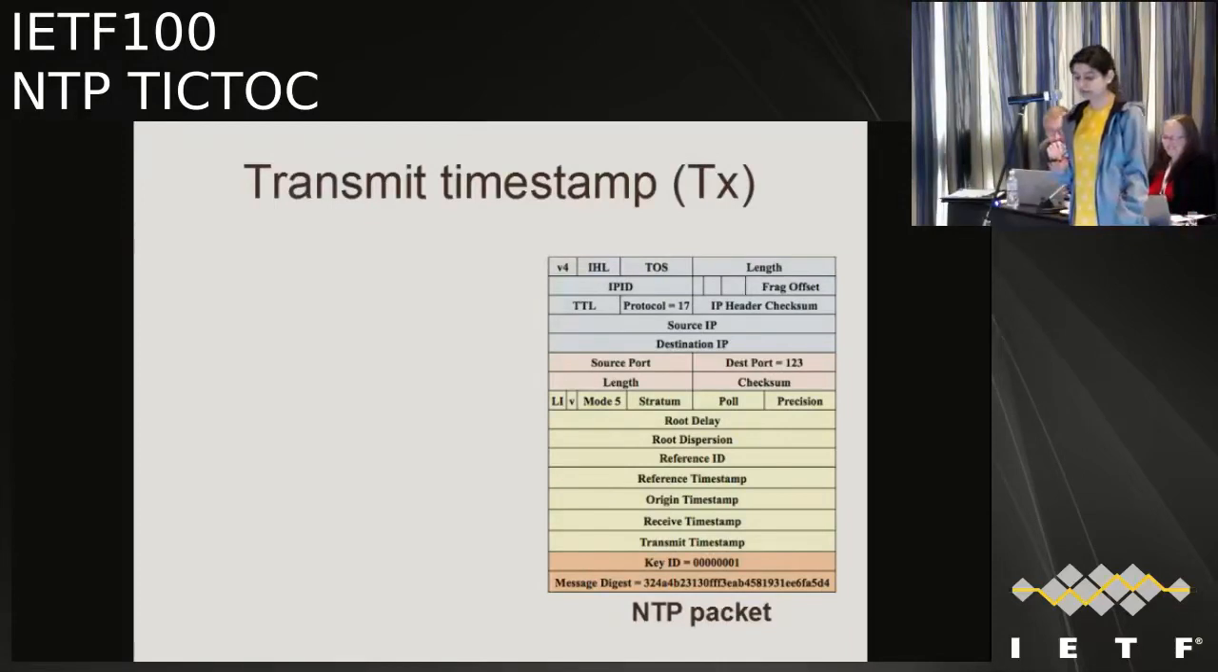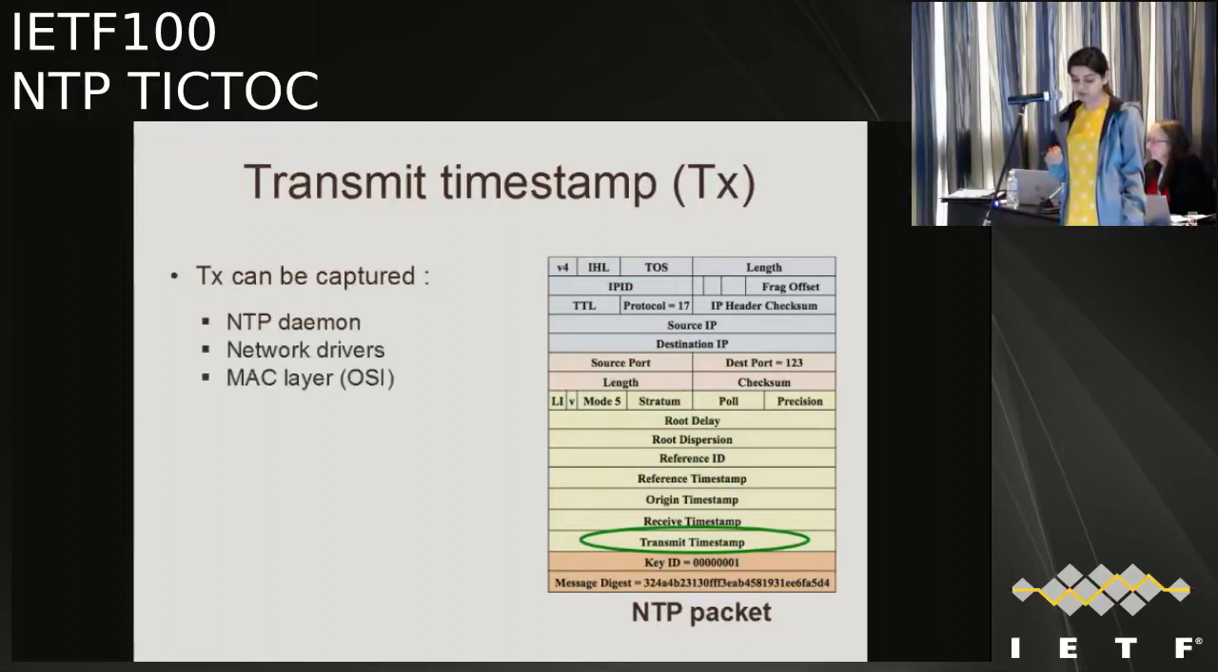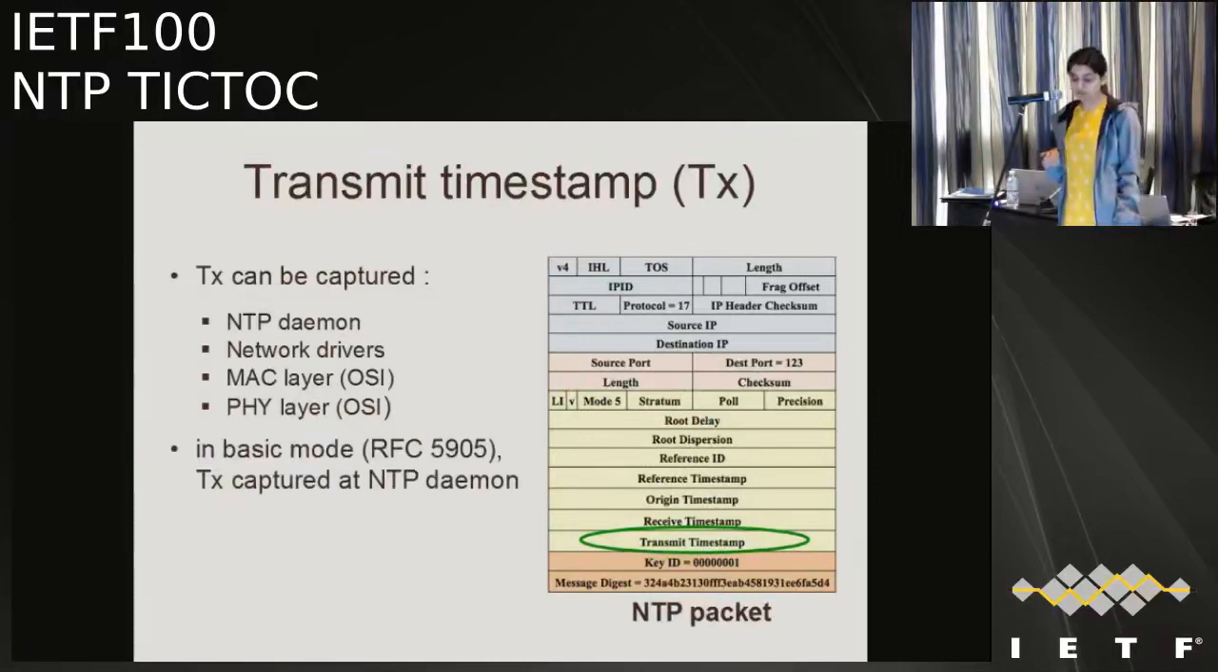Okay, so this is how a typical NTP time synchronization packet looks. Not all fields are relevant to my talk here. There are 4 different kinds of timestamps here. The one that we are really concerned about is the transmit timestamp. On a very high level, the transmit timestamp is the local time when a packet leaves the system. This transmit timestamp can be captured at several different places on the machine. For instance, it can be captured by the NTP daemon using the real time, at the network drivers, at the MAC layer, or at the physical layer. This is the increasing order of accuracy for the transmit timestamp based on where it is captured on the machine. Now in the basic mode of NTP specified in RFC 5905, the transmit timestamp is supposed to be captured at the NTP daemon.